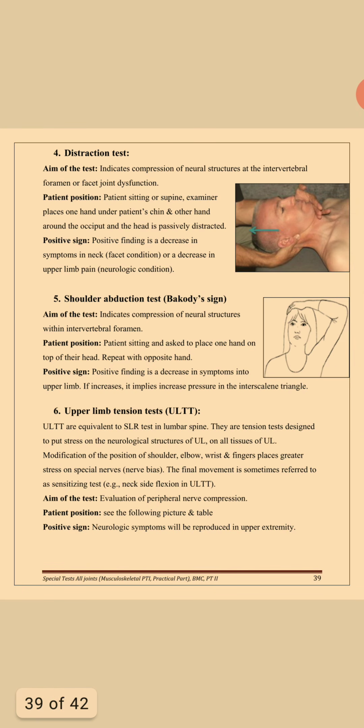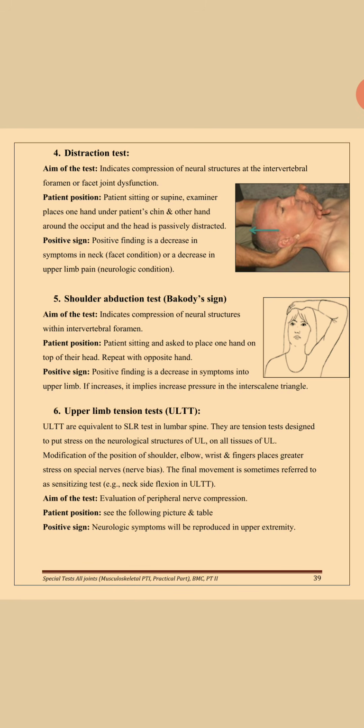Distraction test. Aim of the test: indicates compression of neural structures at the intervertebral foramen or facet joint dysfunction. Patient position: patient sitting or supine. The examiner places one hand under the patient's chin and the other hand around the occiput, and the head is passively distracted. Positive sign: a decrease in symptoms in the neck indicates a facet condition, or a decrease in upper limb pain indicates a neurologic condition.